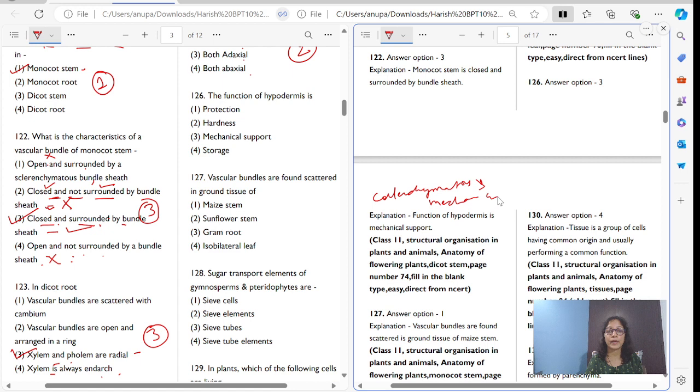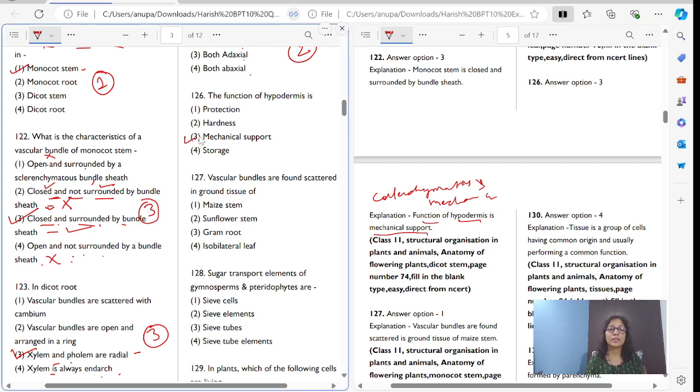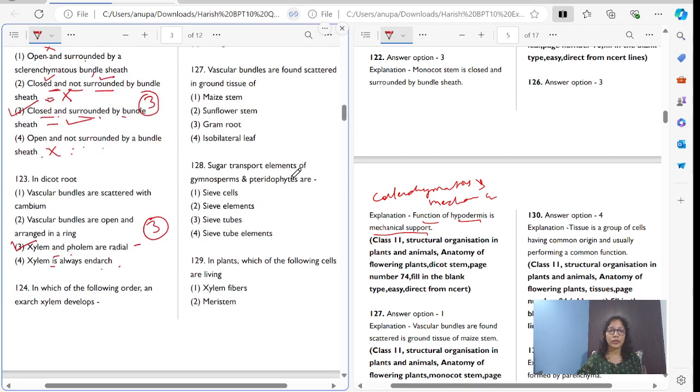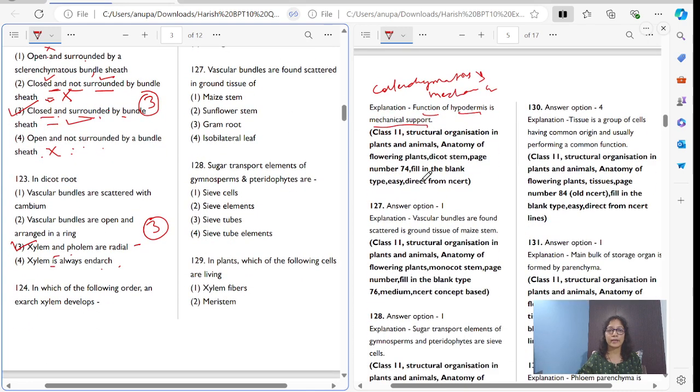mechanical strength to the plant. Hence, the hypodermis may provide mechanical support to the plant. So, the function of hypodermis will be providing mechanical support. So, the correct answer of this question will be option number 3, that is mechanical support. Now, let's move to the next question, that is question number 127.